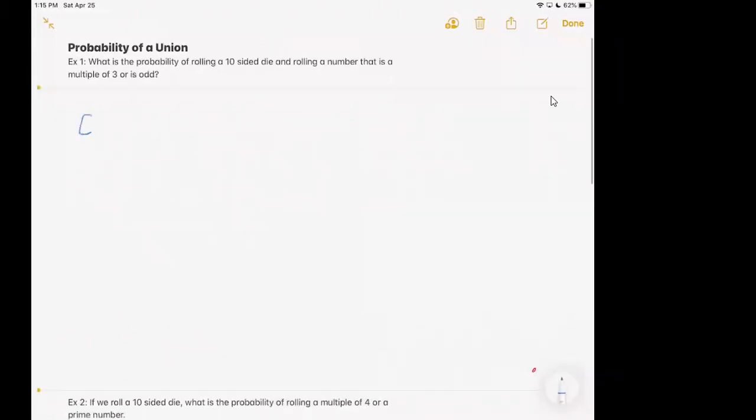Set E would contain the elements 3, 6, 9. Set F are the odd numbers, so 1, 3, 5, 7, and 9. All right, so what is the probability of being in E or F, in the union? Well, we could write the union of these two things, E union F. So these are the things that are in E or F.